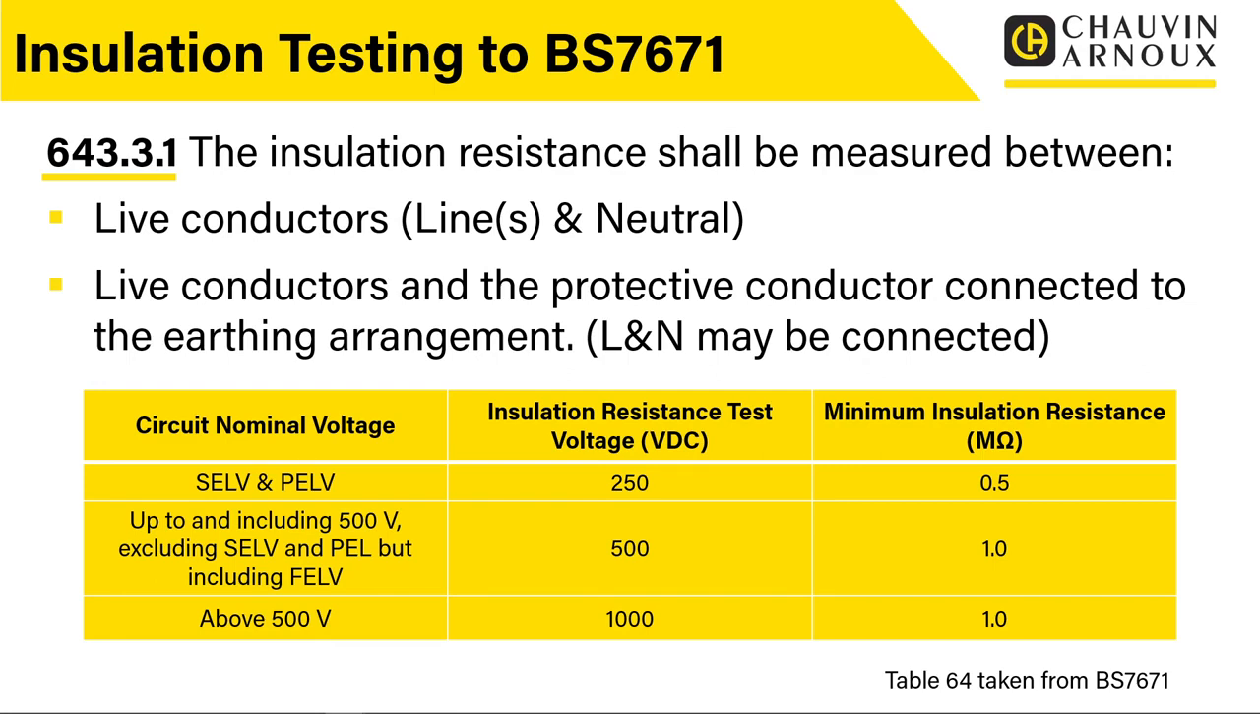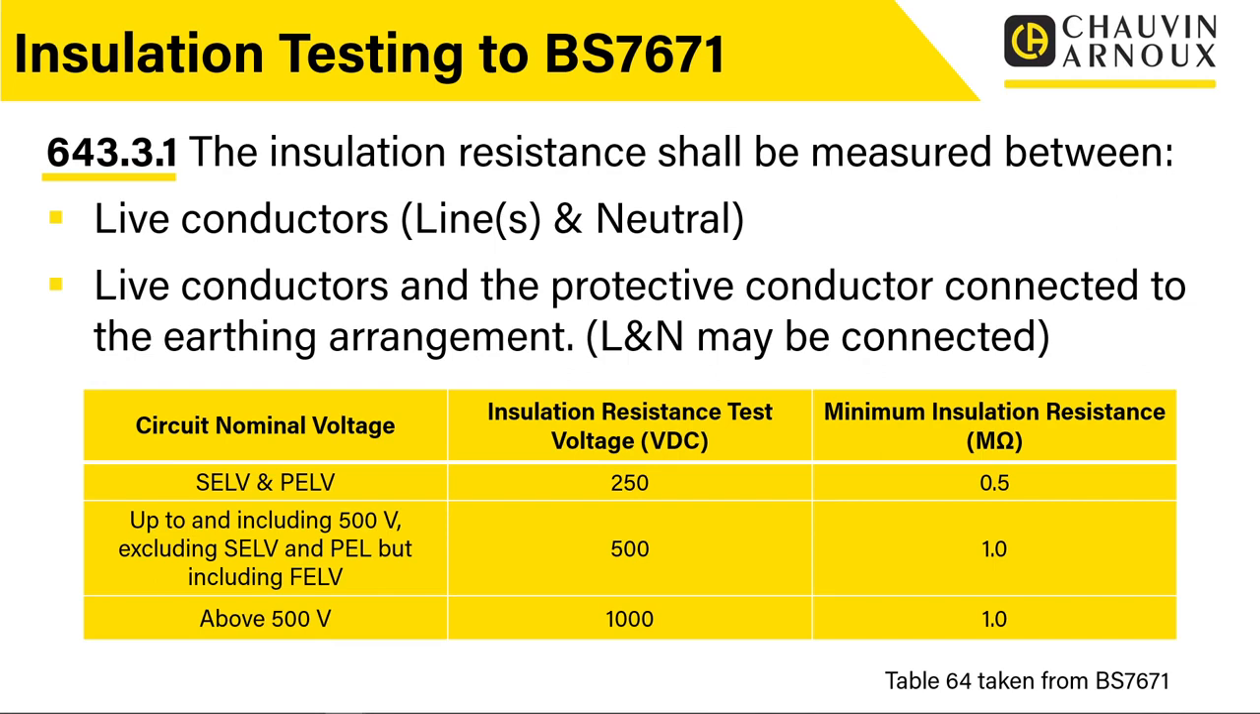When we're carrying out insulation resistance testing, we check between live conductors. Neutral is a live conductor as well, be aware of that. And we check between live conductor and the protective conductor, but it must be connected to the earthing arrangement within the installation when we do that. So just be aware of those. That's not a new change, but it's something that a lot of people aren't aware of.